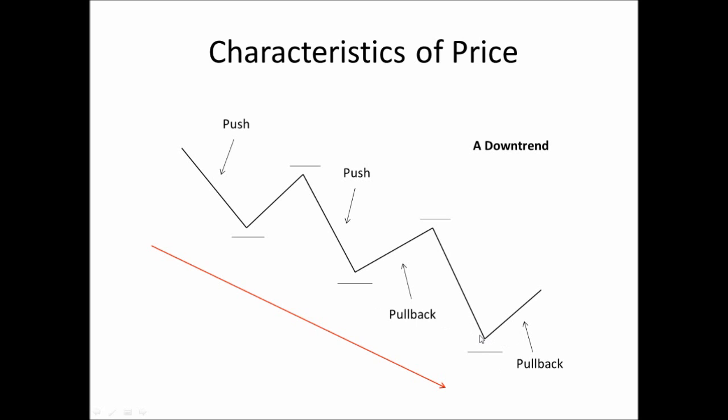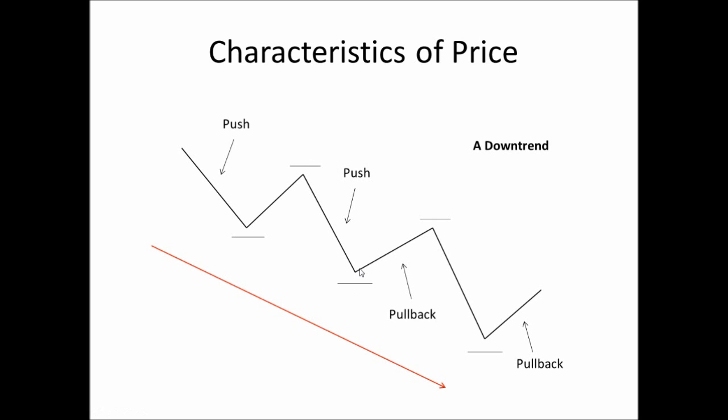The main characteristic of a downtrend is a series of lower lows and lower highs. We have a low and a high. Our second low is lower than our first low. Our second high is lower than our first high. Our third low is lower than our second low.